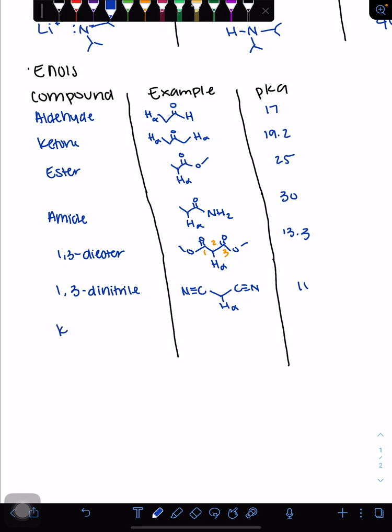What about a ketoester? An example would be this. And this one's a hydrogen alpha. And this is the ester over here. And this is the ketone. And the pKa is 10.7.